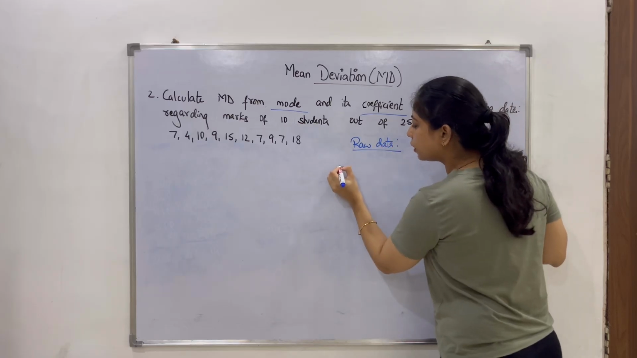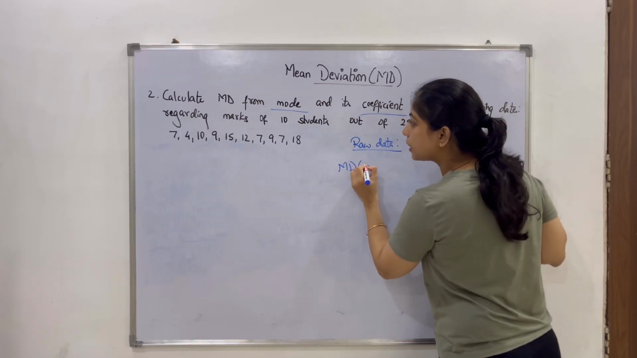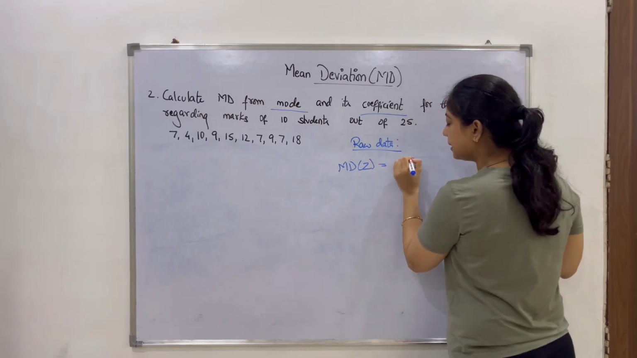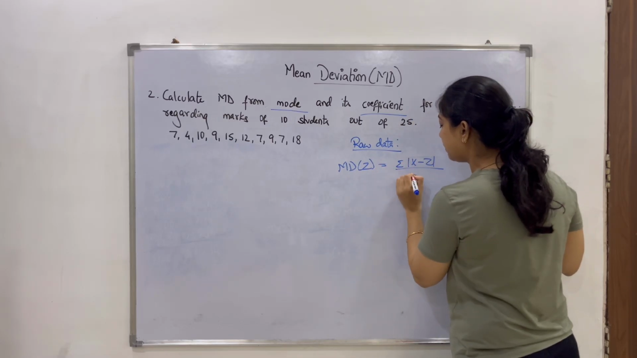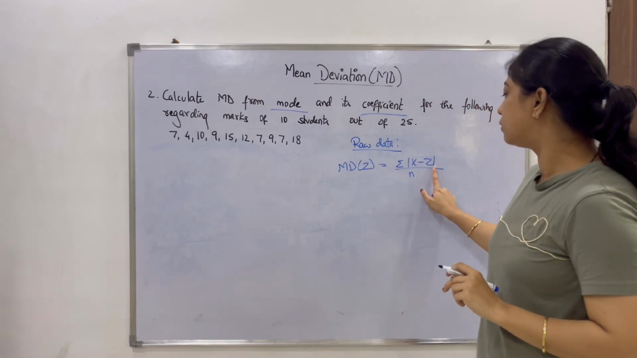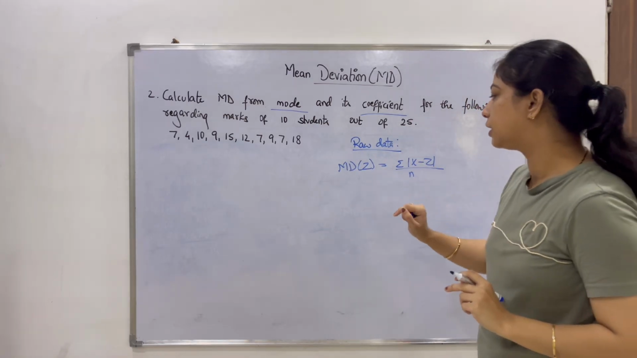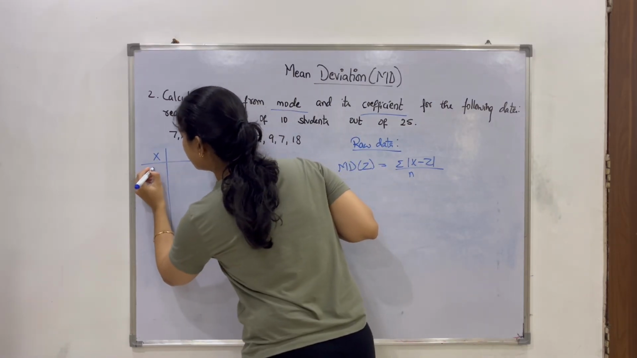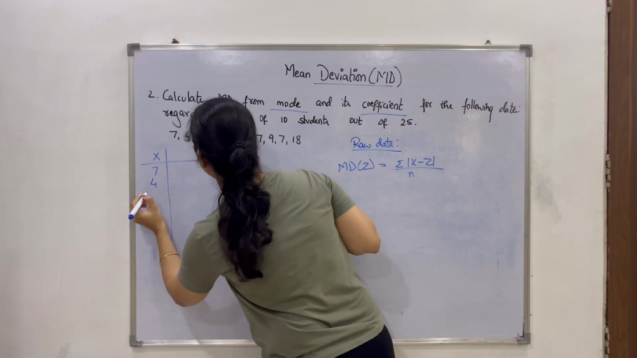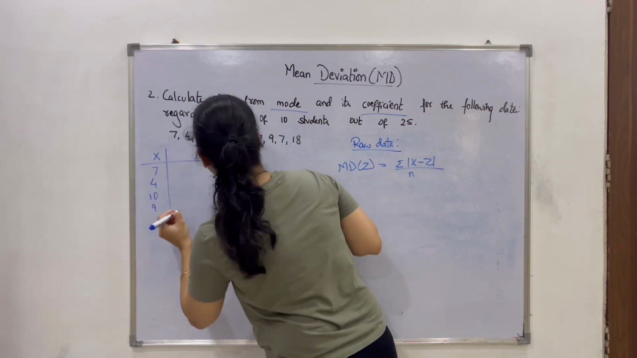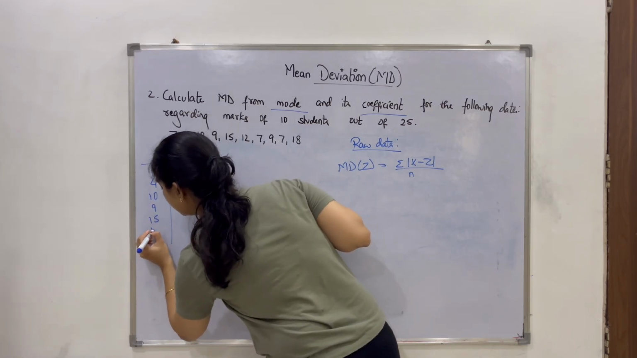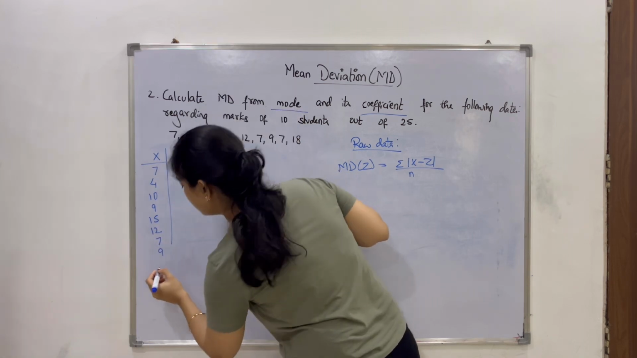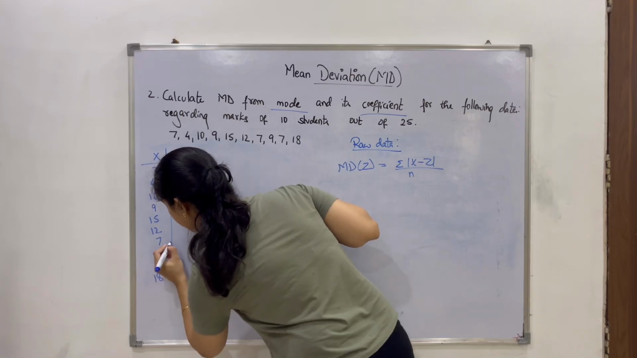So the formula for raw data of mean deviation from mode will be summation |x minus mode| by small n. For that we need to calculate the mode value for the given data. So first let us write down the x values, the set of observations given to us: 7, 4, 10, 9, 15, 12, 7, 9, 7 and 18.